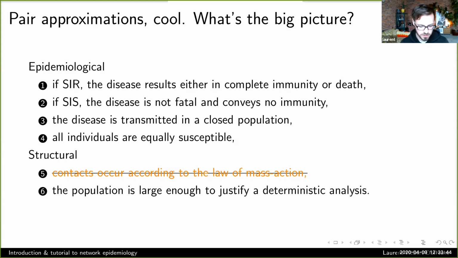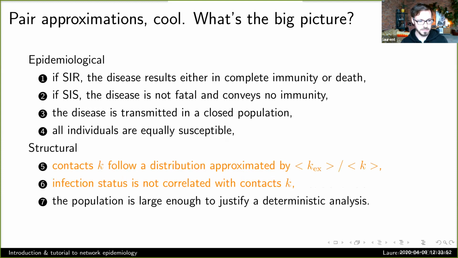So if you know how to do those moment closures, you can specify a pair approximation model, and that's great because that's the simplest way to get out of this mass action formalism. Here we're transforming this one assumption into two assumptions. One is that contacts follow a distribution that is approximated by this metric for heterogeneity, average excess degree over average degree. And we're also making the assumption, and you might not have noticed it, that the infection status is not correlated with contacts K, right? Obviously, the average degree of an infectious individual is probably higher than the average degree of a susceptible individual. They got the disease from someone, right?